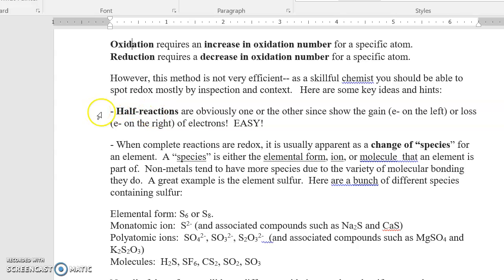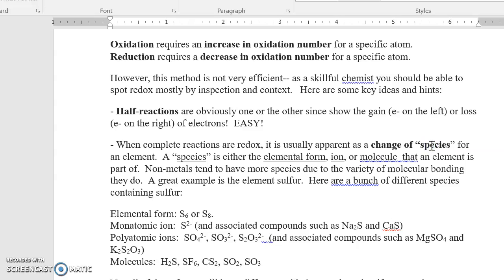Number one, if you're showing a half reaction, it will be obvious whether it's an oxidation or reduction, because gain of electrons, meaning they're on the left, means it's a reduction, and the loss of electrons, or when electrons are on the right, means it's an oxidation. So that's easy. What's a little bit harder, but still not too hard, is when you're looking at a complete reaction. So if you have a chemical reaction, it either has both oxidation and reduction, or it has neither of them. And the way you're generally going to look for oxidation reduction is to look for a change of species.